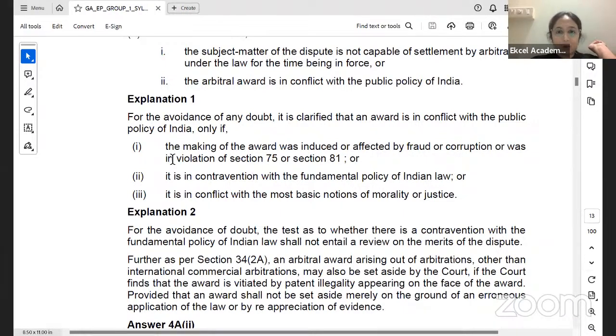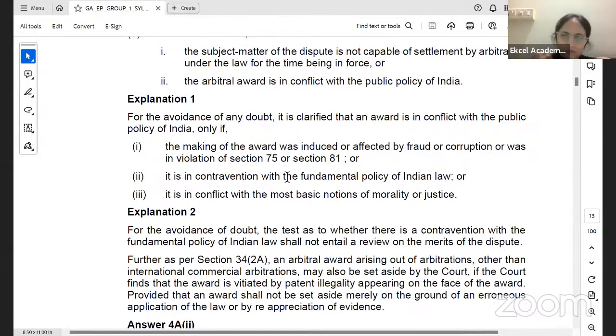So to avoid any doubt regarding what is against or in conflict with the public policy of India, it means the making of the award was induced or affected by fraud or corruption. That means you are an arbitrator, I have given you money and told you please give me the award in my favor only. That is against, or in violation of, section 75 or 81. Confidentiality is very important in arbitration or conciliation. If that is not maintained, that is wrong. That is, as an arbitrator or as a party, if I go and discuss what is happening in our arbitral proceedings with everybody, that is wrong.